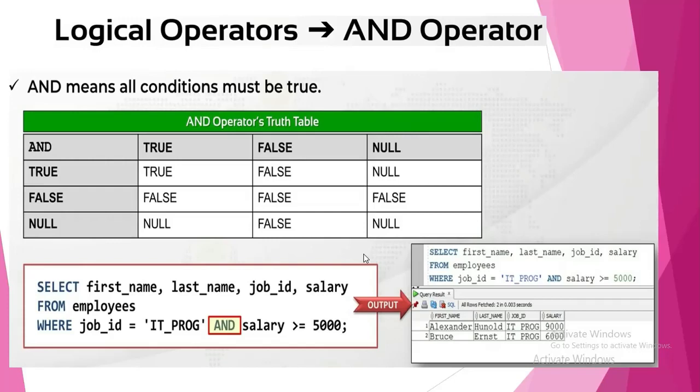Below it is one query using the AND operator. Select first name, last name, job ID, salary from employees where job ID is equal to IT_PROG and salary is greater than 5,000. If both conditions are true, then only you can fetch this record. If any one condition is false, because the table does not contain salary greater than 5,000, you will not be able to fetch the result properly. So this is what the AND operator specifies.